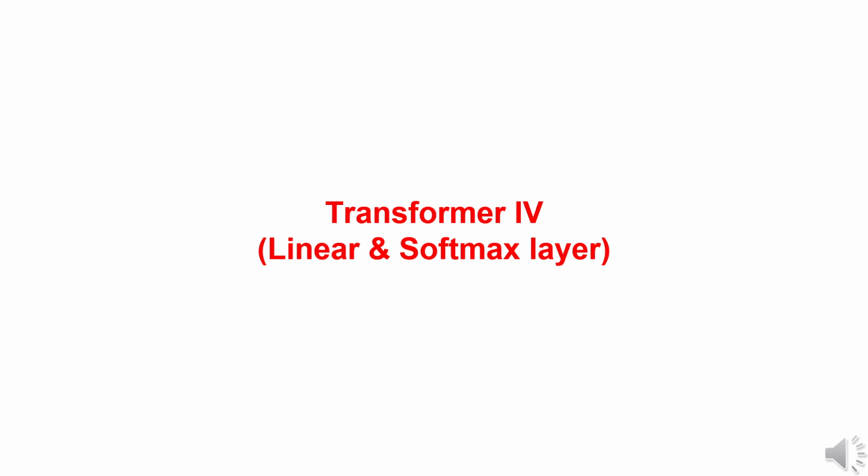In this video, we'll take a look at the final step that converts the vector produced by the decoder into an actual word choice, namely the linear layer and the softmax layer.